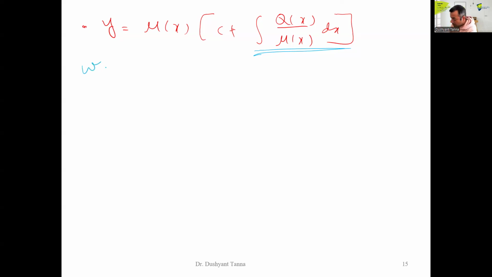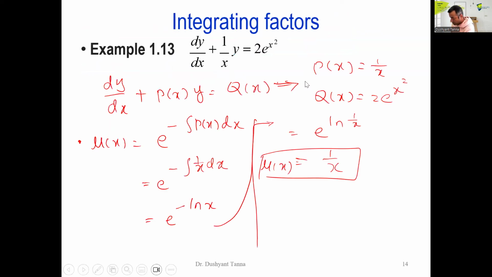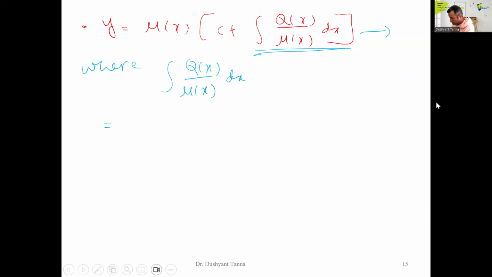So I would write where integration 2x over mu x dx. Let's deal with that separately. You can call this equation whatever. Let's call this 1. Let's call this 2, right? And we will replace that value in equation 2 once we have the integration solved, right? What is qx?